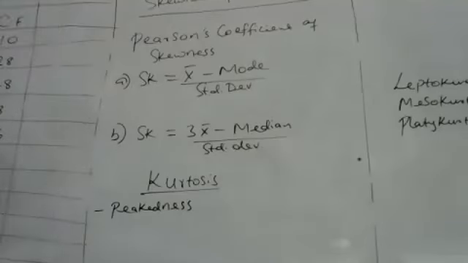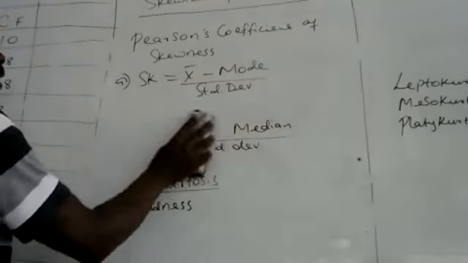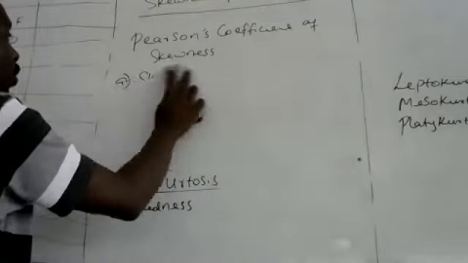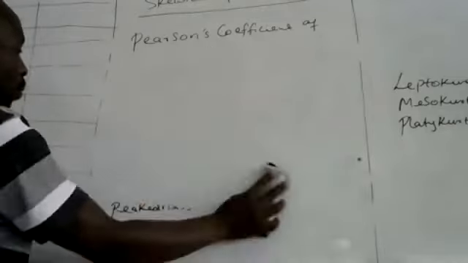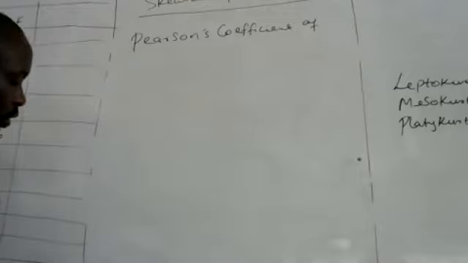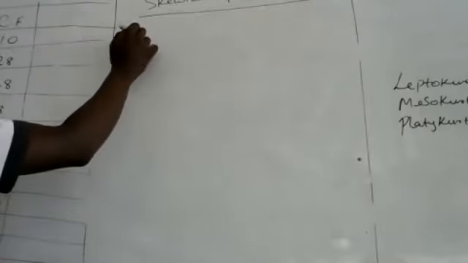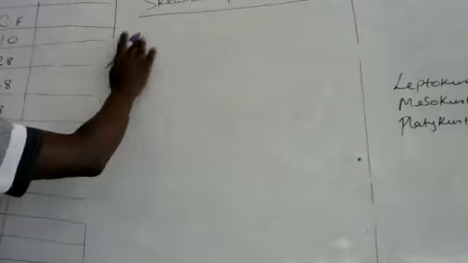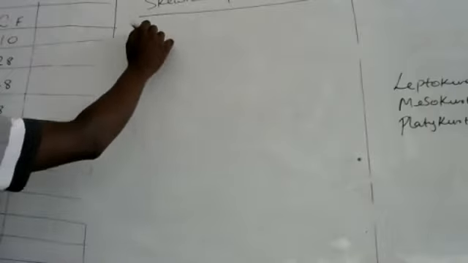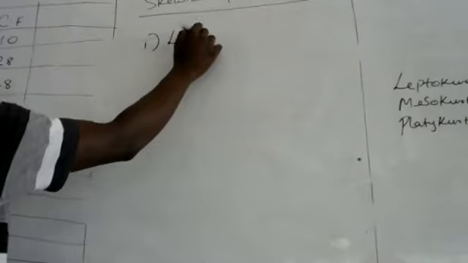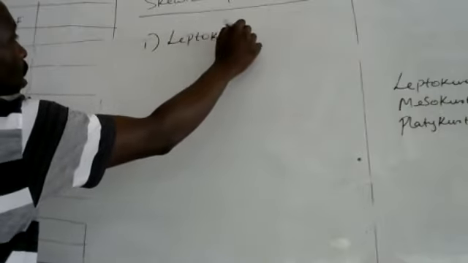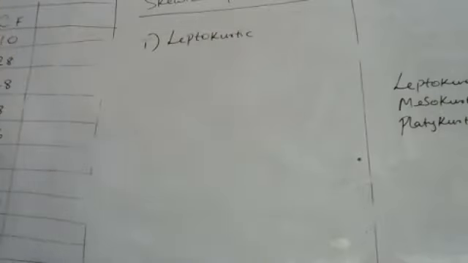So we continue and say this. Then you say this kurtosis can be of 3 types, where the first one is what we call leptokurtic.